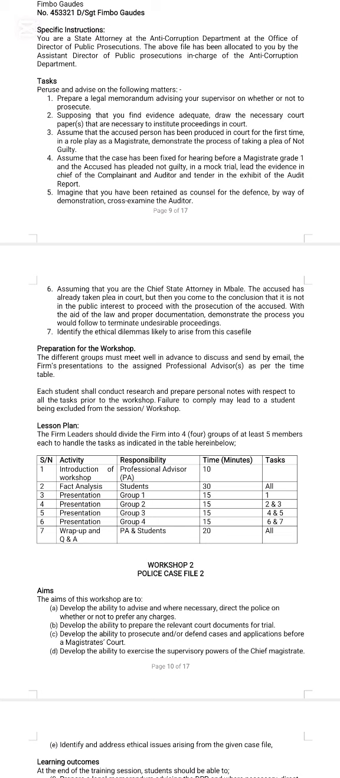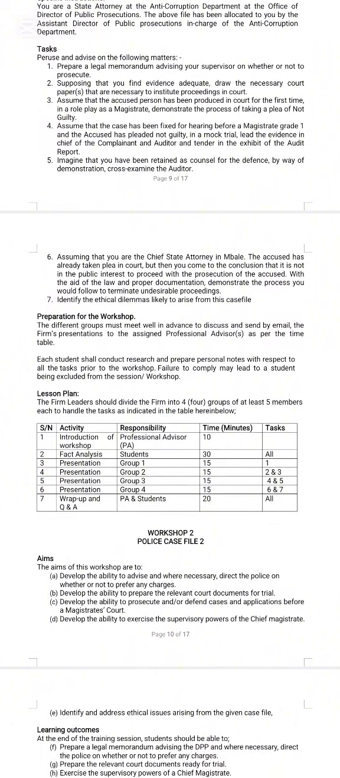Assuming that the accused person has been produced in court for the first time, in a role play as a magistrate, demonstrate the process of taking a plea of not guilty. So basically, the process of plea taking is governed by the case of Adan versus Uganda. So you'll be asking the person, what's your name, which language do you understand. Then after you read the facts and the ingredients of the case, the person is required to plead on each ingredient of the case and then plead to the whole offense.